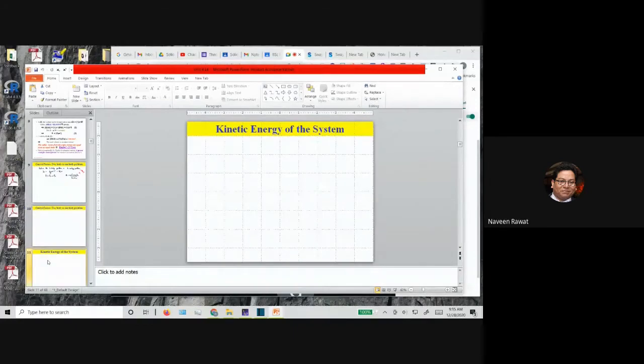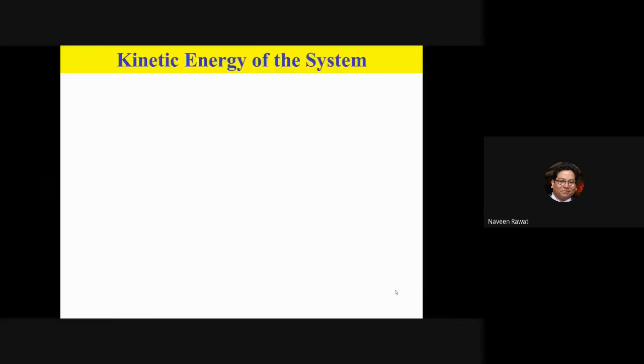Okay, so we have looked at the force, we have looked at the momentum. So now let's look at the kinetic energy of the system. Okay, so the kinetic energy of the system usually is given by the symbol T. Okay, in some of the textbooks, it might also be written as K.